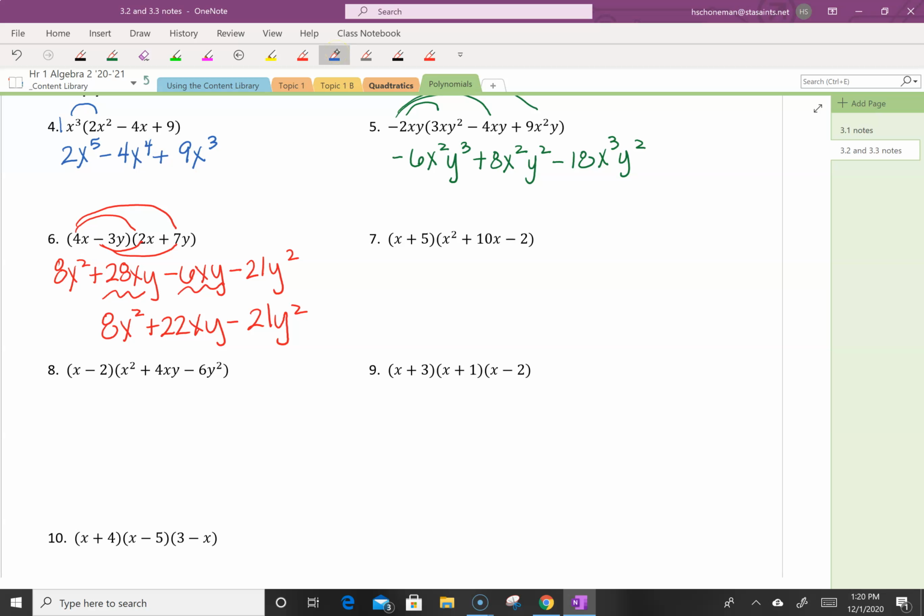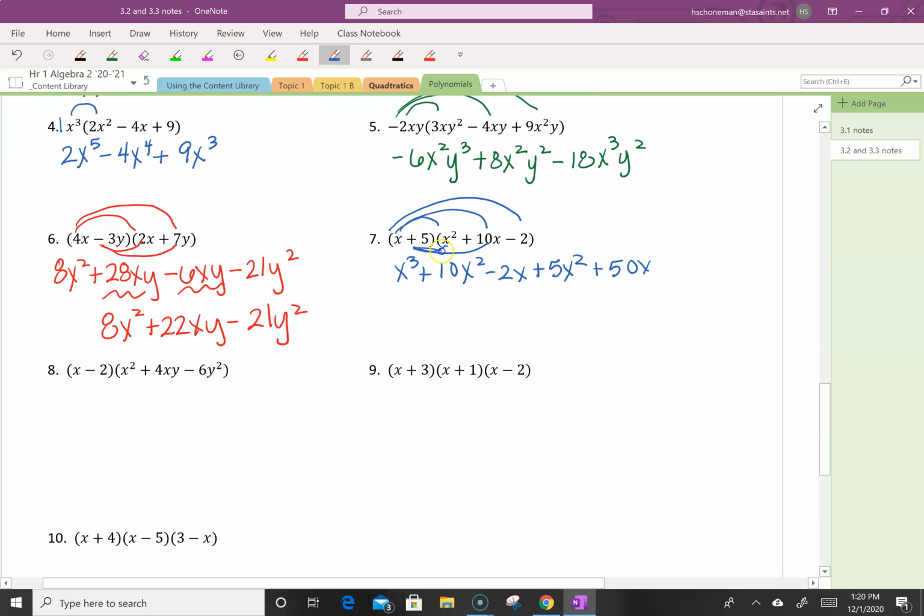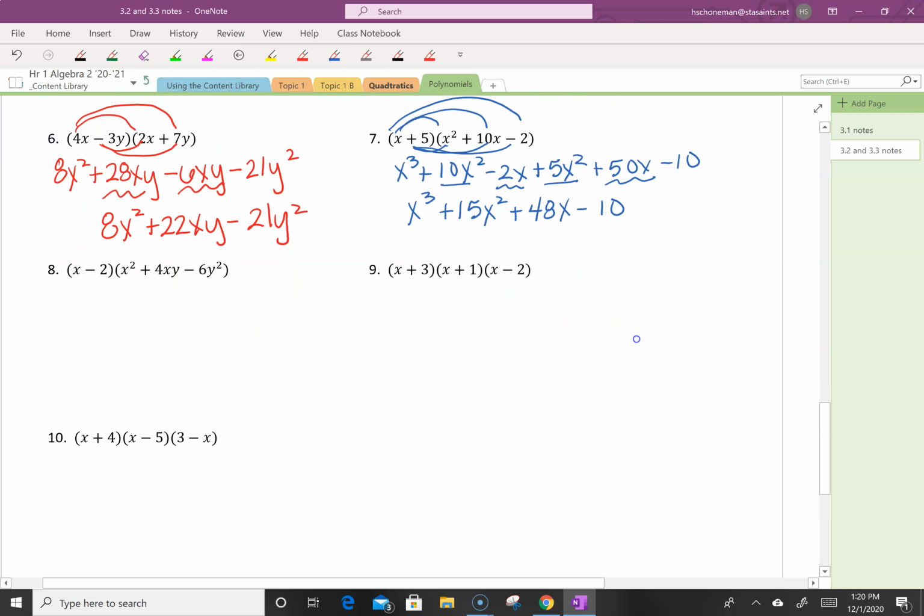Okay, you did a lot of those in Algebra 1. What you may not have done as many of is taken a binomial times a trinomial. So on this, x times x is x cubed plus 10x squared minus 2x plus 5x squared plus 50x minus 10. Okay, got to combine any like terms. So we got x cubed, and then 10x squared and 5x squared would give me 15x squared. Negative 2 and 50 would be 48x, and then minus 10.